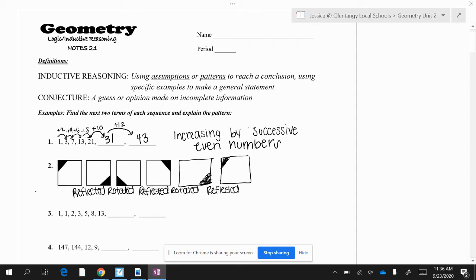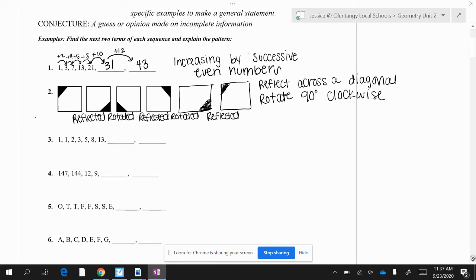So the pattern on this one, which is hard to see, you would reflect across a diagonal and then rotate the shape 90 degrees clockwise. So that one was a little bit more difficult to see.